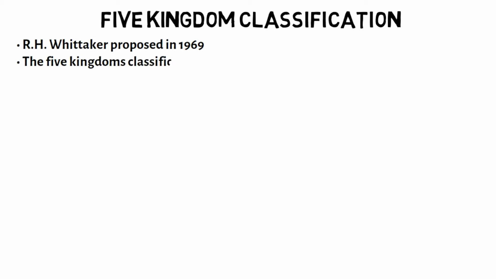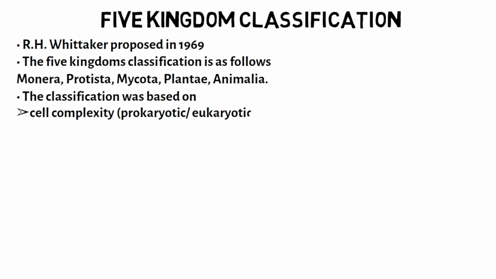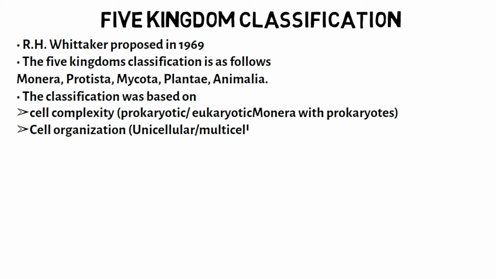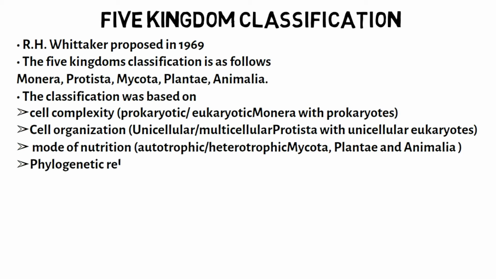The 5 kingdoms classification is as follows: Monera, Protista, Mycota, Plantae, Animalia. The classification was based on cell complexity, prokaryotic/eukaryotic: Monera with prokaryotes. Cell organization, unicellular/multicellular: Protista with unicellular eukaryotes. Mode of nutrition, autotrophic/heterotrophic: Mycota, Plantae, and Animalia. Phylogenetic relationship. Reproduction.